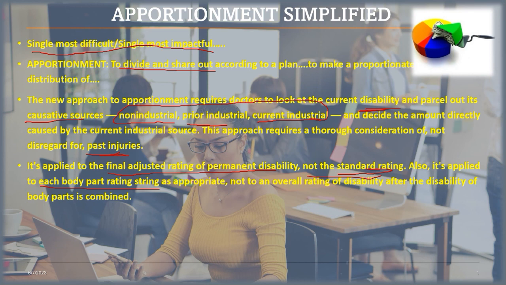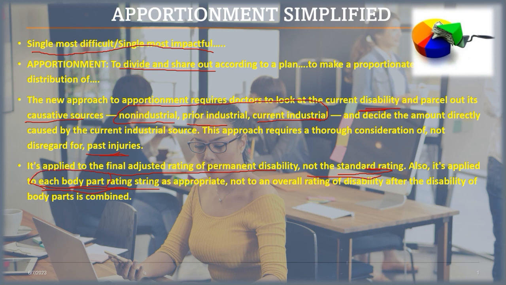What we need to do is provide an apportionment argument for each body part that's involved in the industrial injury. And as we're going to see as we delve into this even deeper, we need to provide an apportionment determination for each impairment of each body part involved in the injury.